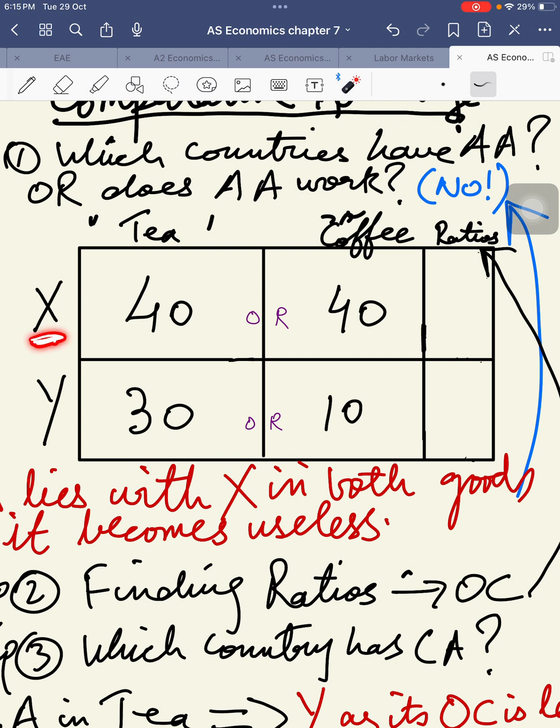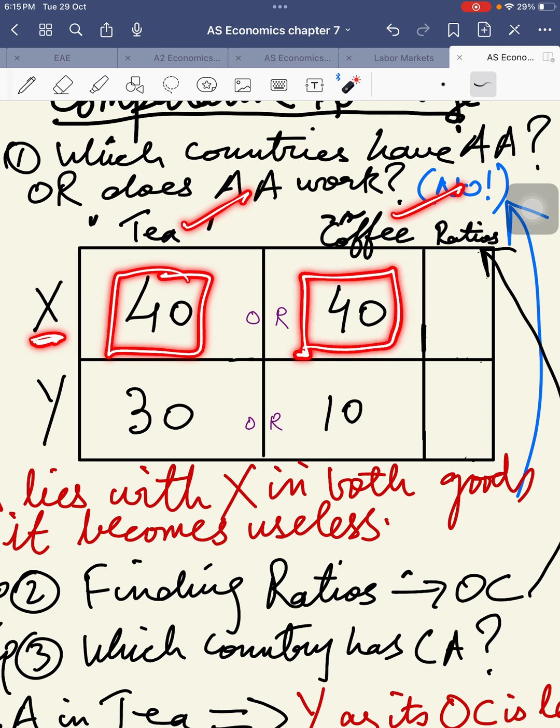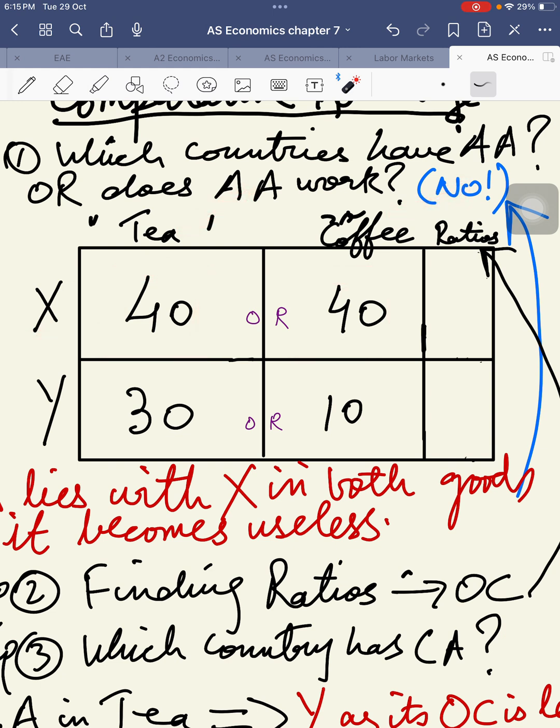If country X used all its resources for the production of tea, it will produce 40 tea. And if country X uses all of its resources for coffee, it will produce 40 coffee. So remember, now we aren't saying half and half. Now we are saying all the resources of country X, if they are used in the production of tea, then they'll produce 40 tea, and if all resources are used in the production of coffee, then they'll produce 40 coffee.